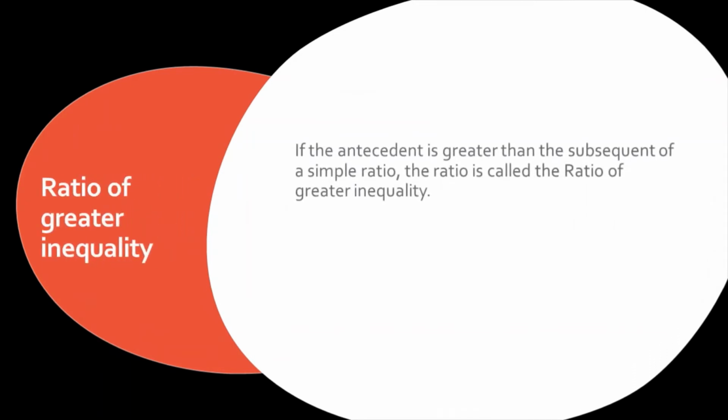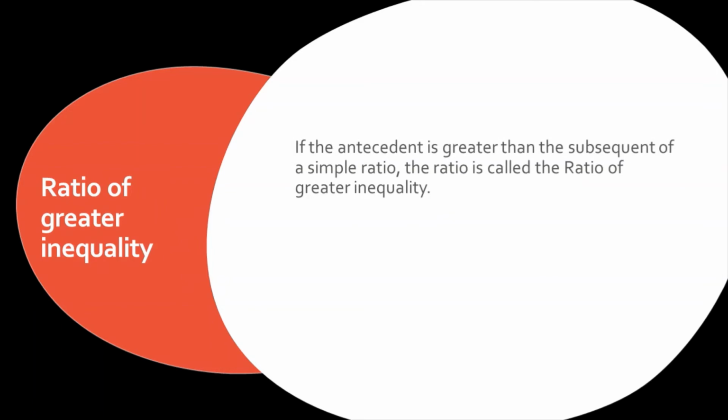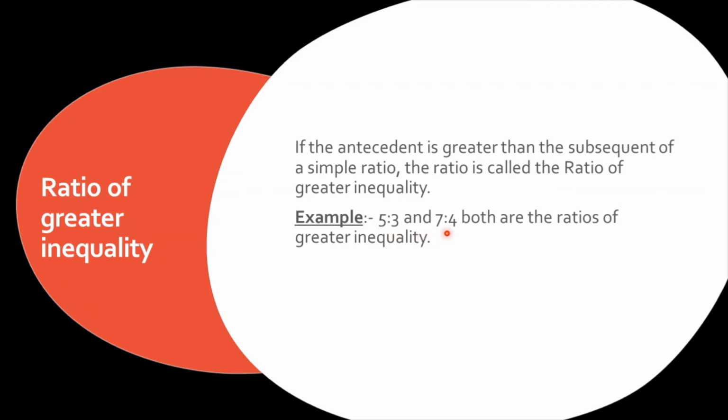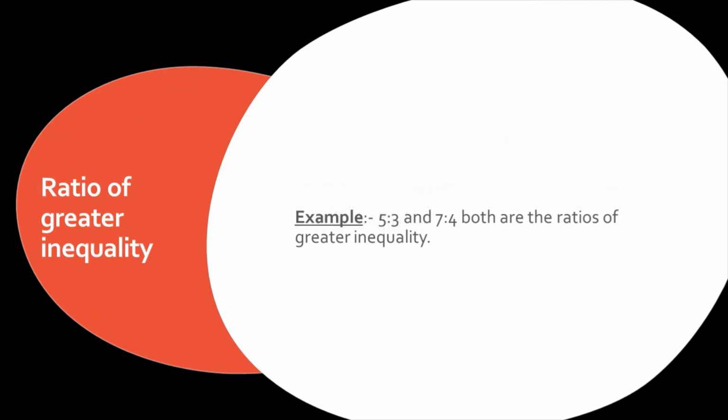Now, ratio of greater inequality. If the antecedent is greater than the subsequent of a simple ratio, the ratio is called the ratio of greater inequality. Let's see the example. 5:3 and 7:4 are both ratios of greater inequality because the antecedent is greater than the subsequent. As you can see, 5 is greater than 3, and 7 is greater than 4. So you can say these two are ratios of greater inequality. This is the definition and the example.